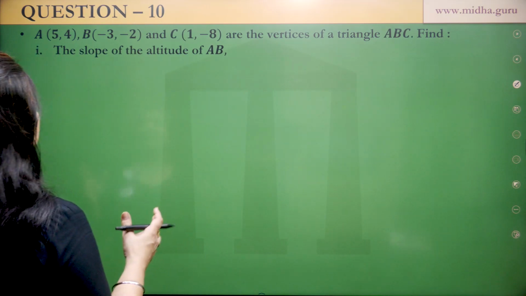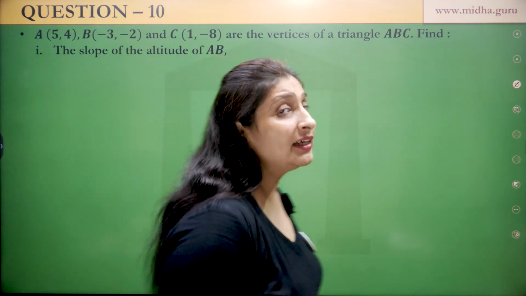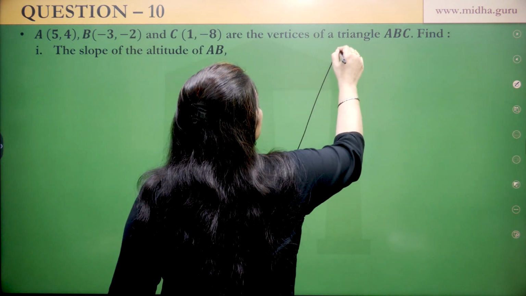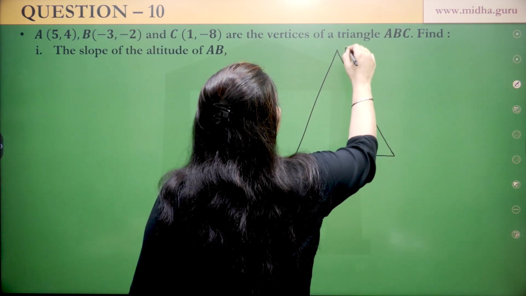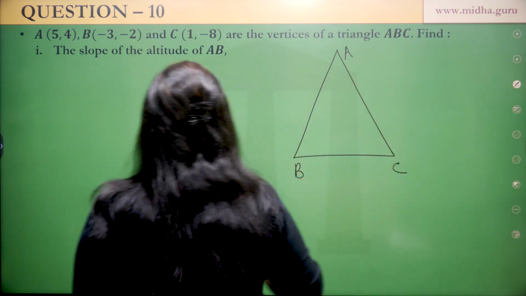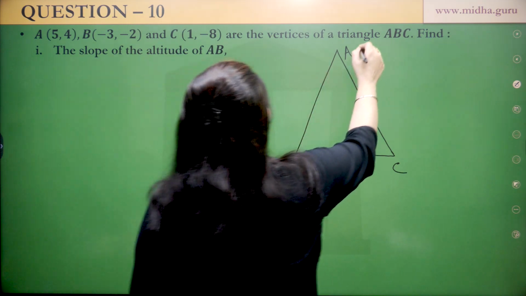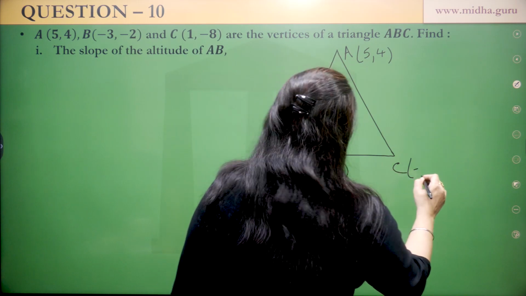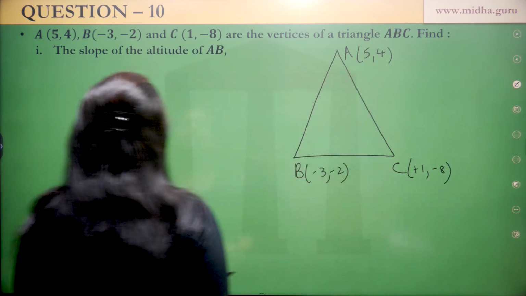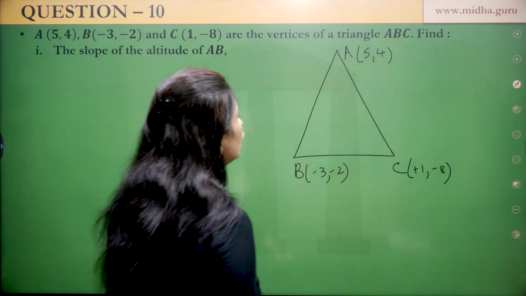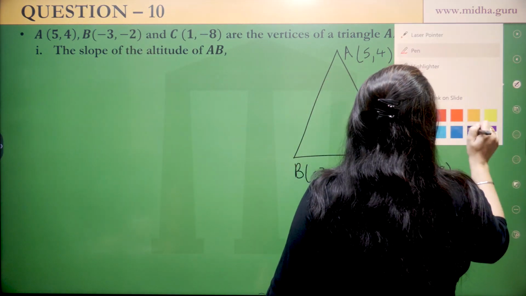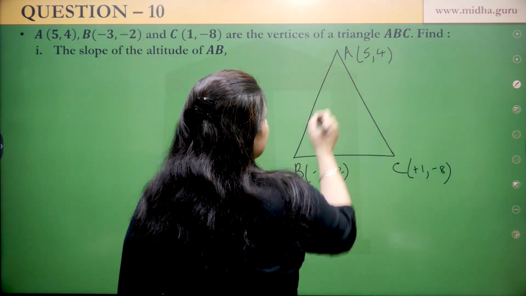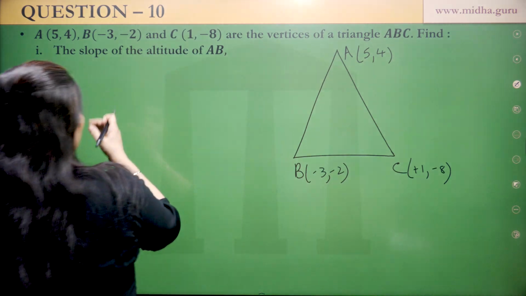The next question is A, B and C. They are the vertices of a triangle. We have to find the first part, the slope of the altitude of AB. So this is the triangle. The three vertices of this triangle are given, which are 5, 4, minus 3, minus 2, and 1, minus 8. The coordinates are given. We have to find the slope of the altitude of AB. So we have to find the slope, right?